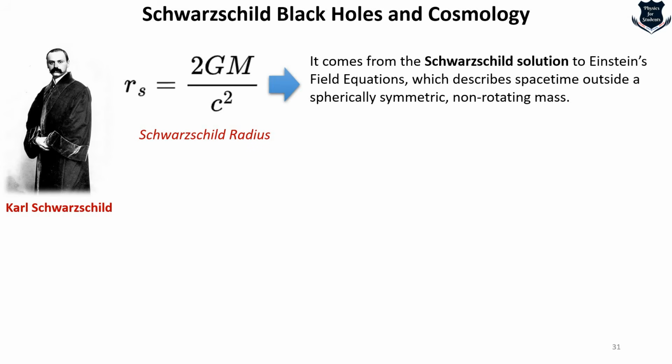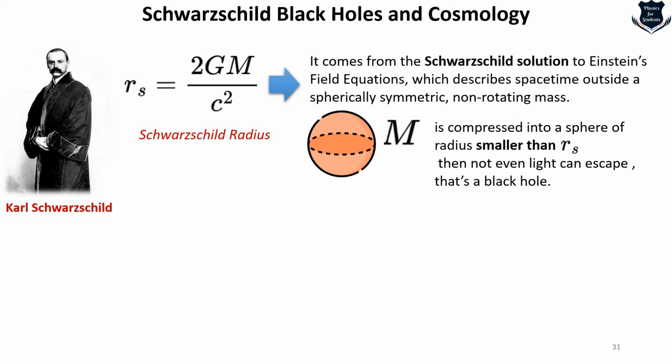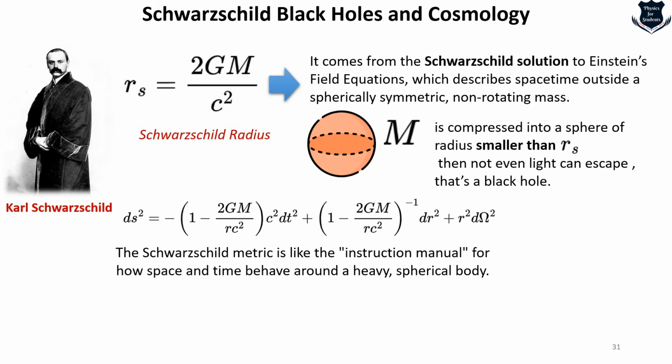What it tells is that it comes from the Einstein field equation. So if we take a non-rotating, spherically symmetric mass which has got no charge, then what we can say is that if this mass is compressed into a sphere smaller than the Schwarzschild radius, nothing can escape and it can form a black hole. So you, me, the table, the chair, the gas cylinder, etc., everything can be turned into a black hole.